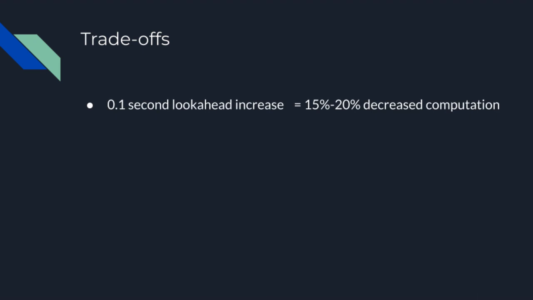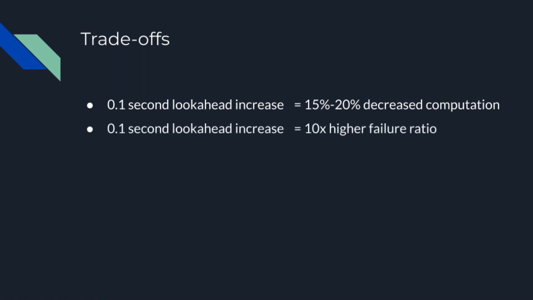One thing I haven't mentioned yet is the amount of computation required to do the prediction in the first place. So there are multiple trade-offs to consider when optimizing a solution for this method. The results showed that for every 0.1 second the lookahead is increased, there's about a 15 to 20% decrease in computation. This is the trade-off between accuracy and computation, because conversely, decreasing the lookahead increases accuracy, but also increases computation time and bandwidth. That decrease in accuracy is shown here, where that same 0.1 second increase is about equal to a 10 times higher failure ratio.